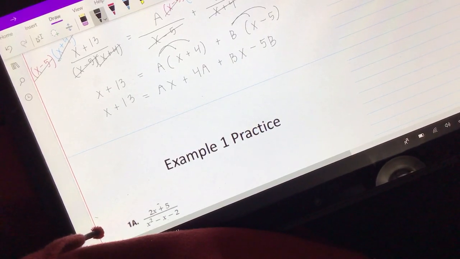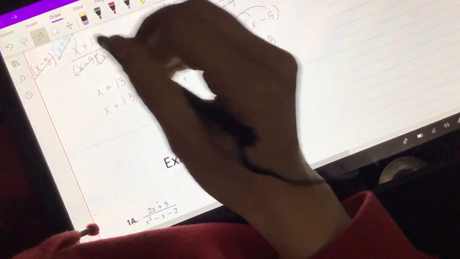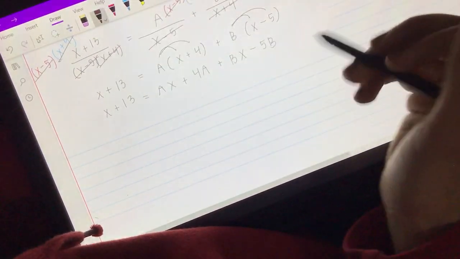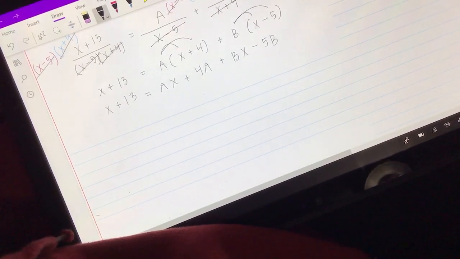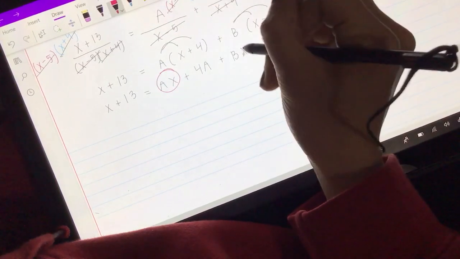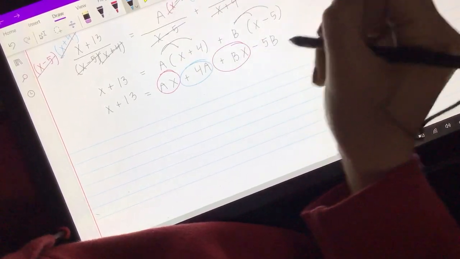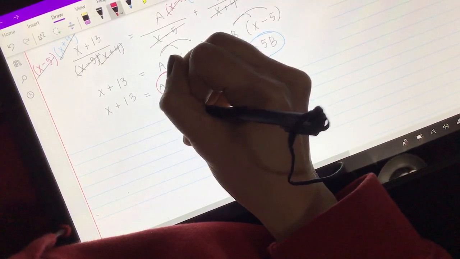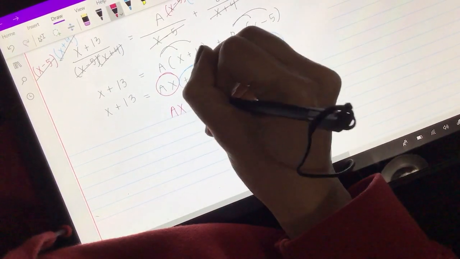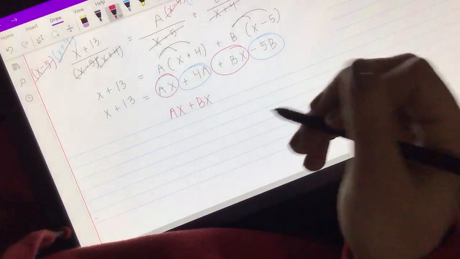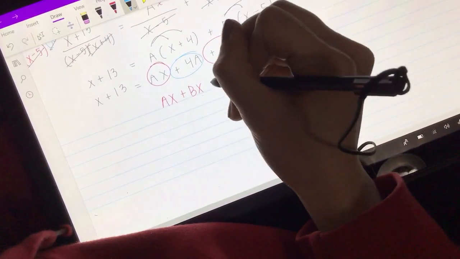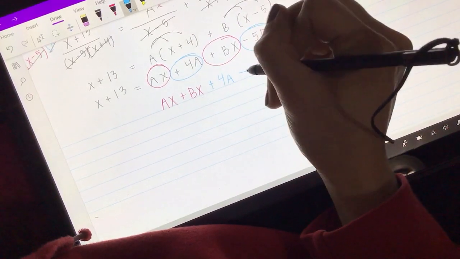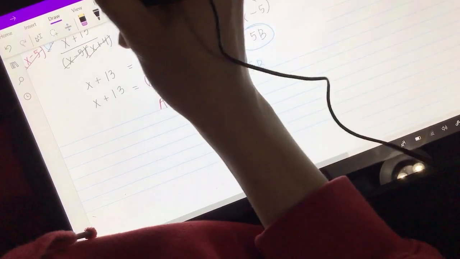Okay, now we need to group up our terms. So we want to group up the terms that have x in it and the constant terms. First I'm going to put the x terms. So I have ax plus bx. I want to put those first because they have x in them. Next, I'm going to put my terms without an x in it, just the constant terms. So those would be positive 4a and negative 5b.